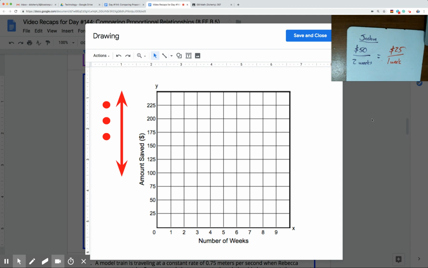Here I see this graph. After 1 week's work, he's going to be at $25. I could even plot a point at the origin, 0 and 0, because when he hasn't worked, he hasn't earned any money yet, and it's a proportional relationship. We know it's going to go through the origin.